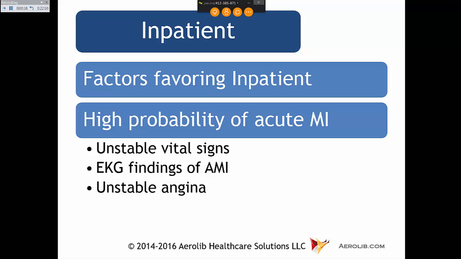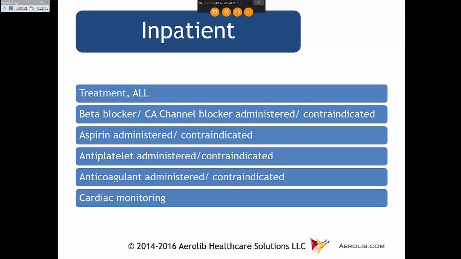You're putting in an IV heparin drip, blood pressure control, morphine, oxygen. This patient is going to stay more than two midnights, or the severity of illness is high, because you have a high probability or prediction of an MI. So in patients whom you think have a high probability, you want to make sure of beta blockers, unless they're bradycardic, calcium channel blockers, aspirin, antiplatelet agents, anticoagulation, and then cardiac monitoring.